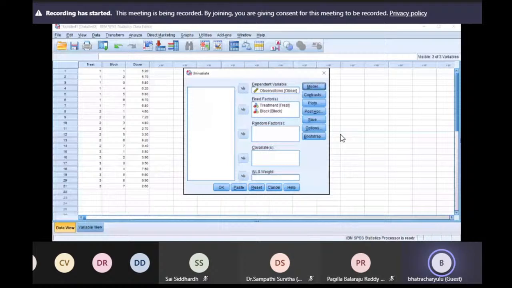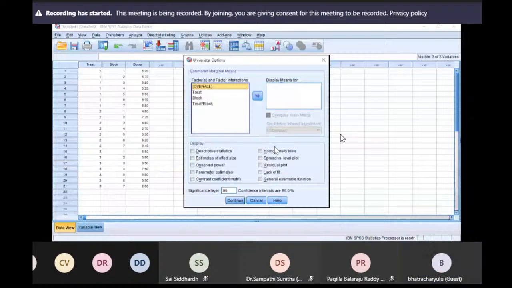Option that you select. Yes, sir. Okay. Display means, treatment mean, and block means. Okay. Interaction that you delete. Okay. Compare mean effects.